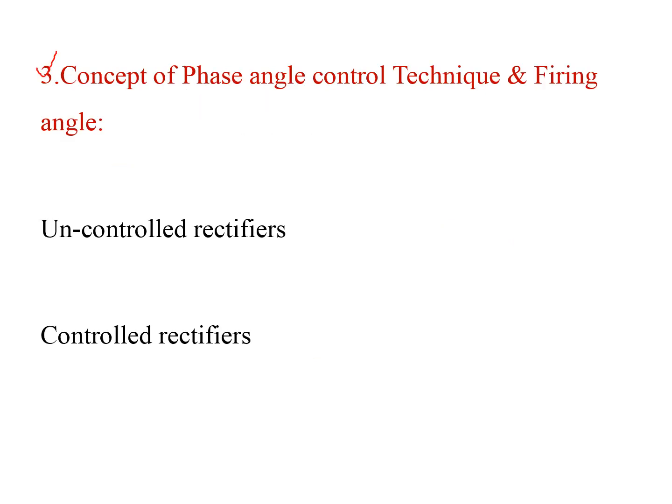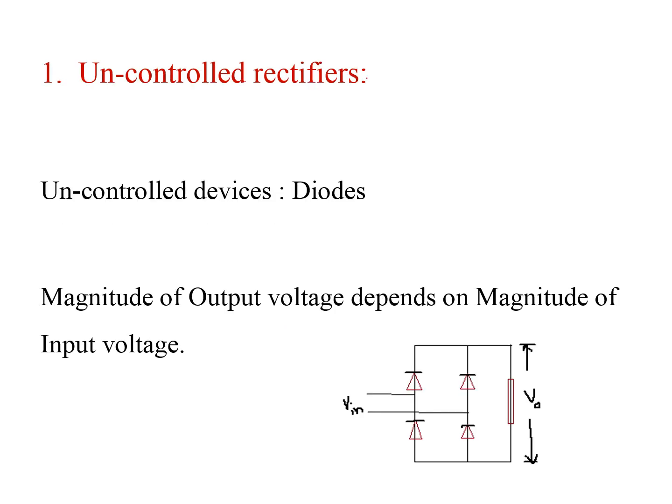Coming to the main concept, that is the concept of phase angle control technique and the concept of firing angle. For knowing these two concepts, we require an idea regarding the classification of rectifiers. Rectifiers are mainly classified into two types, that is uncontrolled rectifiers and controlled rectifiers. By using these two, we are going to discuss the phase angle control technique and the concept of firing angle.